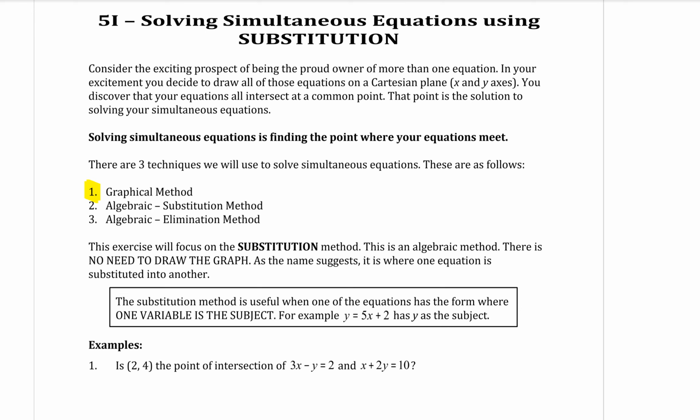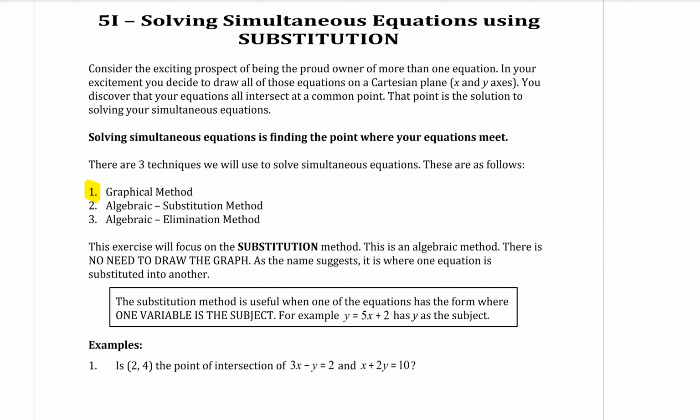Method number one is the graphical method. You could draw up a graph of those two straight lines and try to physically read off the graph where they intersect. The problem with that method is, first of all, your graph would have to be pretty accurate in order to make sure that you're reading off the right point.